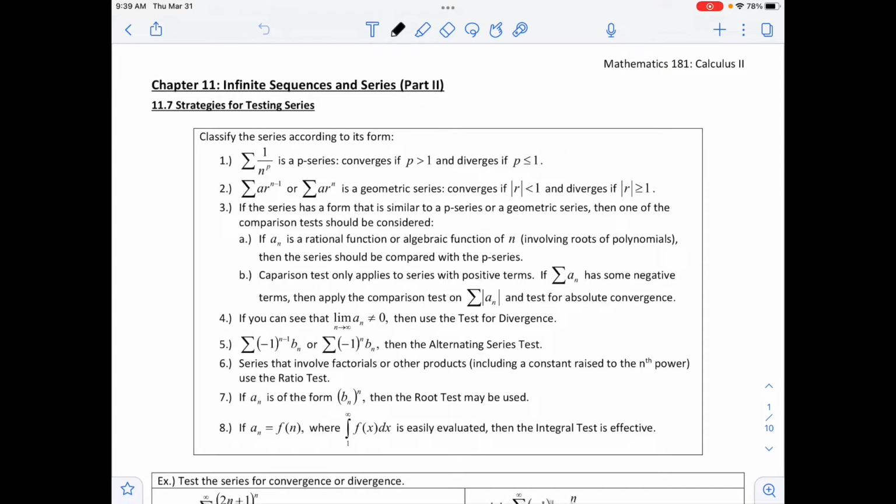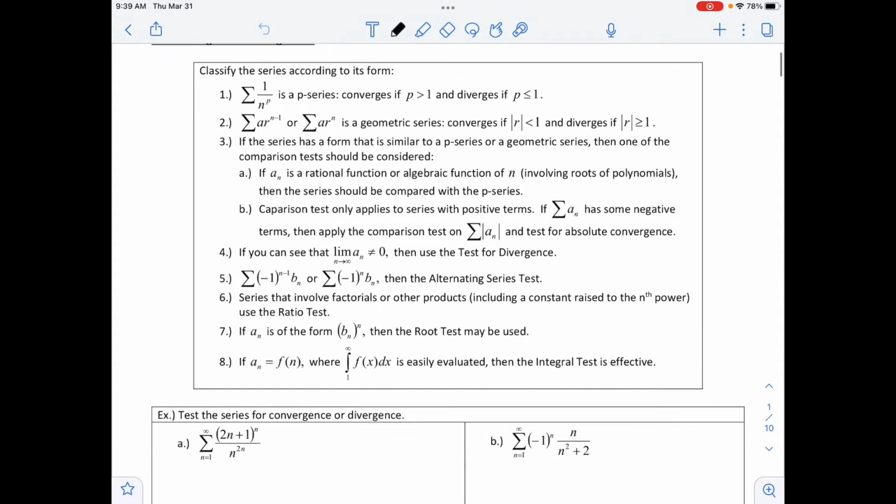So first thing is to classify the series according to its form. So don't forget that the sum of 1 over n to the p is a p-series. And a p-series is going to be convergent if p is greater than 1 and divergent if p is less than or equal to 1.